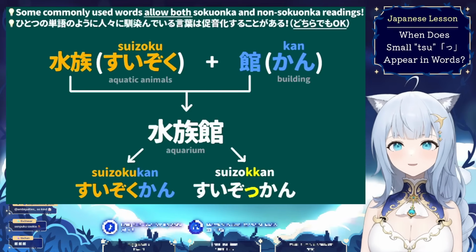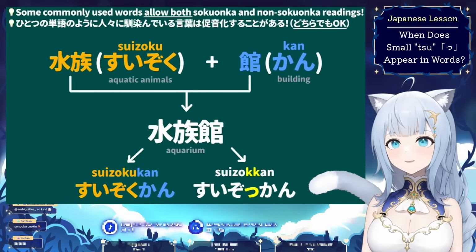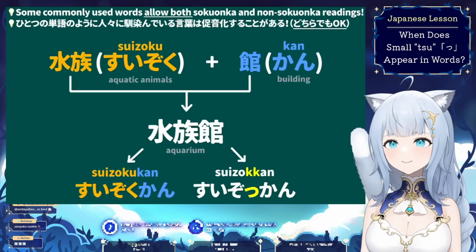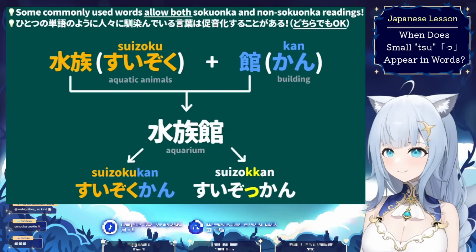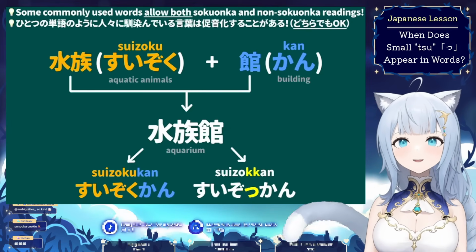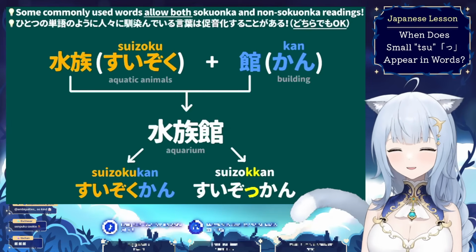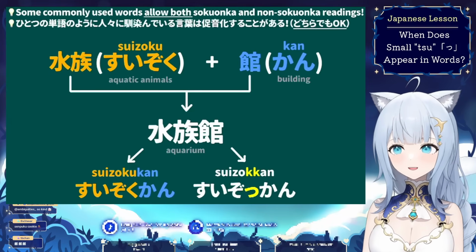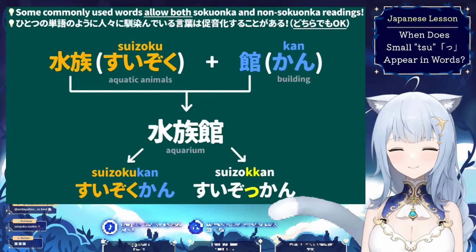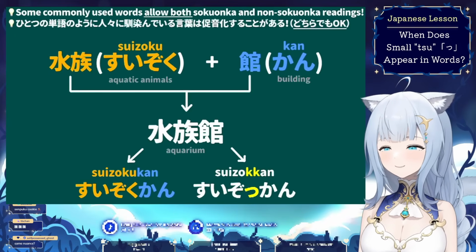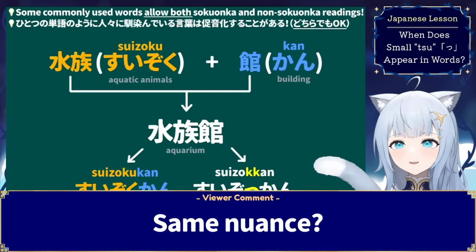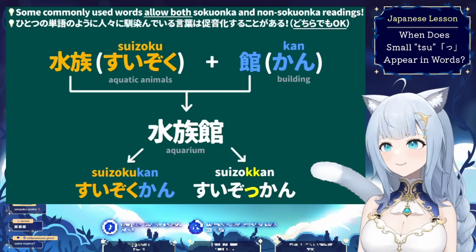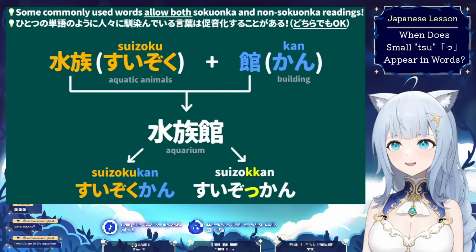Some commonly used words allow both sokuonka and non-sokuonka readings. For example, 水族 means aquatic animals, and kan means building. And it's aquarium, by 水族館 or 水族館. Both are okay. I prefer one because it's easy to pronounce. Same nuance, same meaning, which means aquarium, but different sound. So you can choose the easier one for you.